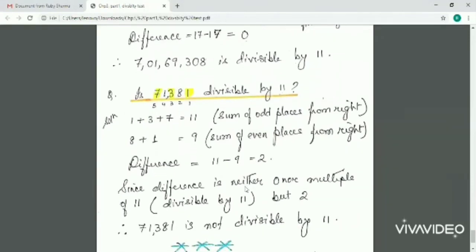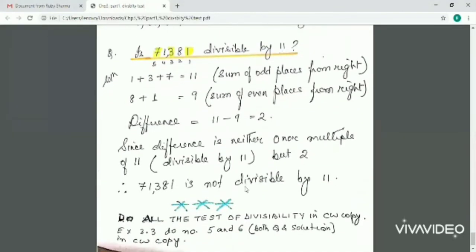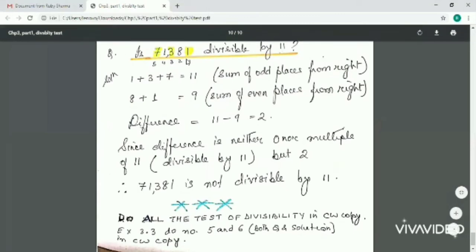Now for the next one, 71,381, is it divisible by 11 or not? So here also I wrote down the places. These are the places. First place from the right, second place, third place, fourth place, fifth place. So I took the odd places. I have highlighted it. You can circle it or highlight it. Then 1 plus 3 plus 7, I got 11. Second place is 8, plus the fourth place is 1. So 8 plus 1 is 9. This is the sum of the even places from right.